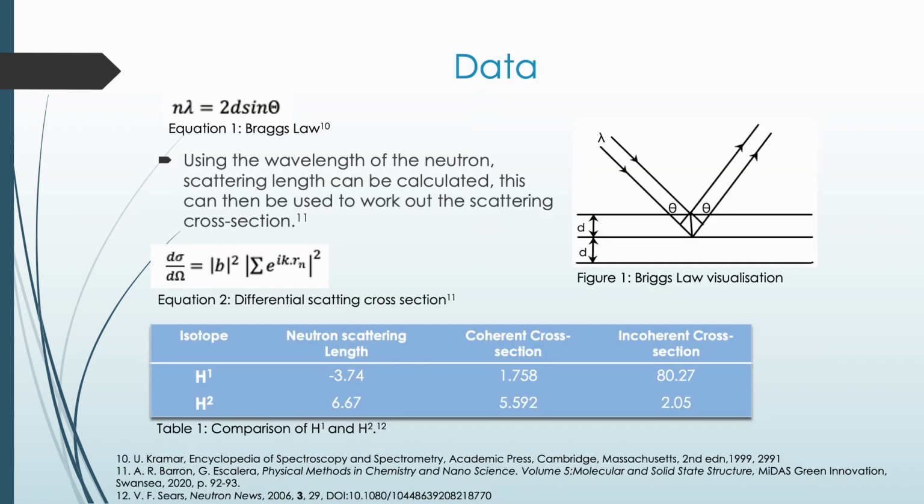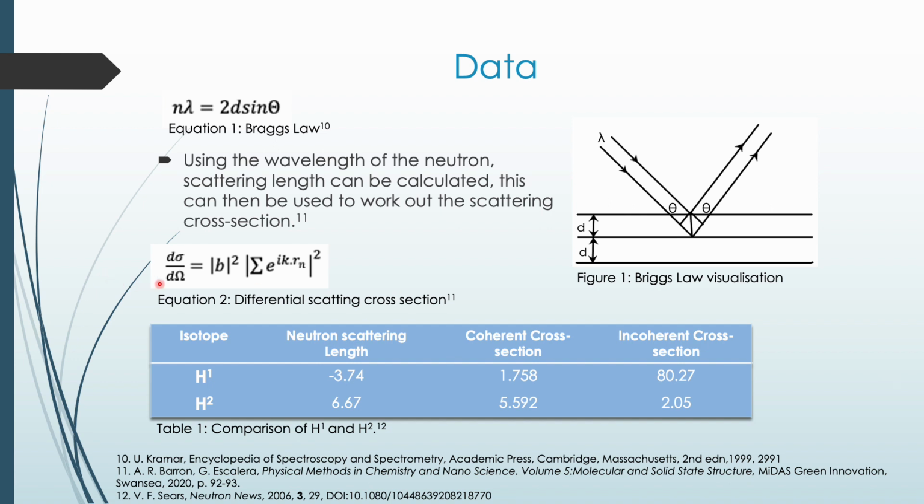Neutron scattering occurs when neutrons are projected, hit the subject, and are then dispersed. This happens following Bragg's law, which is essential to determining the subject structure. This is Bragg's law, where n is the integer of reflection, lambda is wavelength, and d is the plane spacing. Using the wavelength of the neutron, the scattering length can be calculated. This can then be used to work out the scattering cross-section.